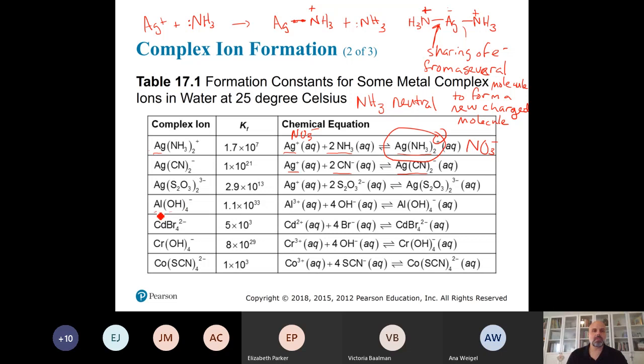We can make a complex ion: we take aluminum 3+ reacting with 4 hydroxide ions, and you end up with an overall negative charge. Cadmium in the 2+ state reacts with 4 bromides and ends up as CdBr4 with a 2- charge. Chromium, the same thing with 4 hydroxides, ends up as this chromium hydroxide anion. And cobalt reacts with thiocyanate to give this complex cobalt thiocyanate anion.